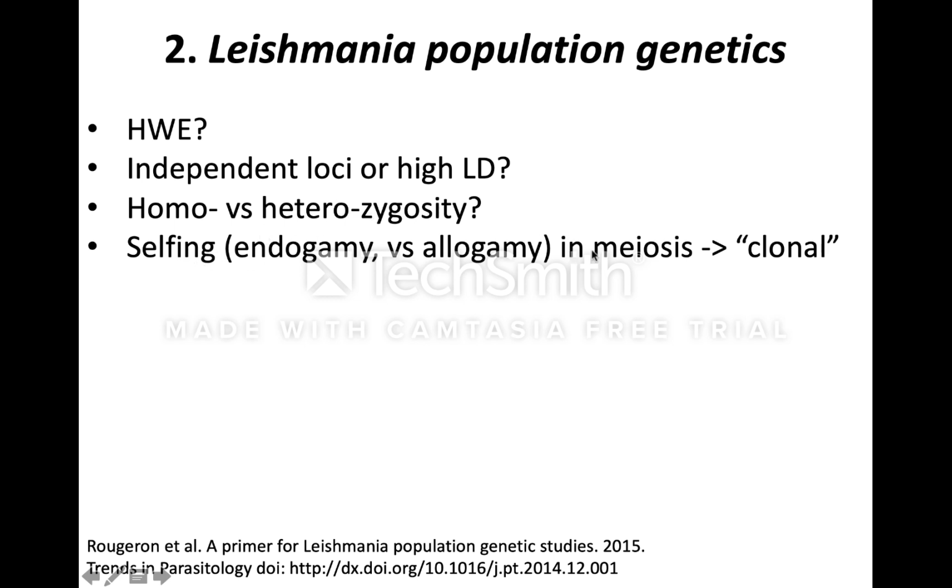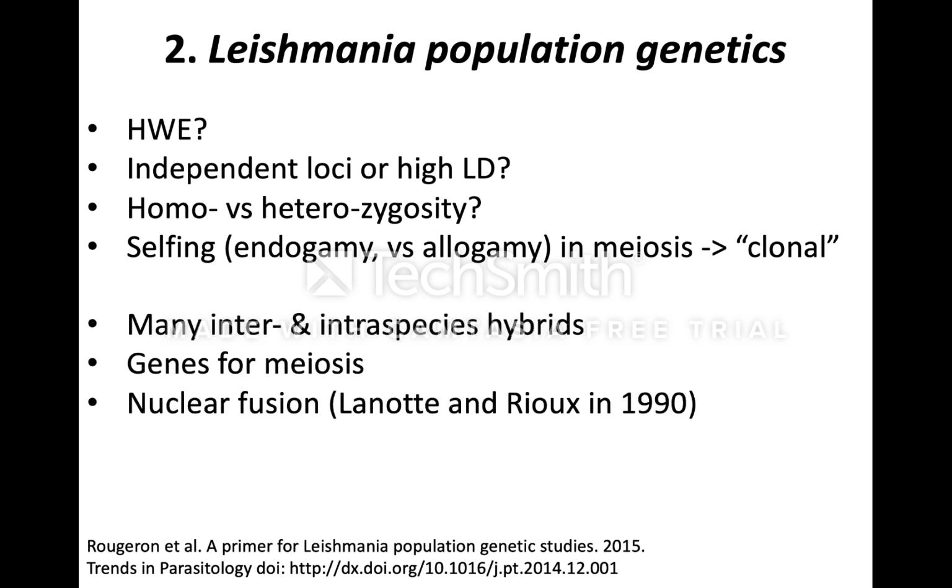So although we know that Leishmania undergo meiotic divisions, often it's not as clear if there's some sort of selfing going on here, or maybe the parents can often be very closely related. This can sometimes give rise to a clonal picture because if the parents are identical, we can't necessarily identify recombination signals for that particular progeny. However, we do know that there are many inter- and intra-species hybrids in Leishmania that have genes for meiosis in their genomes, and since 1990 we know that they undergo nuclear fusion, as shown by Lanotte and Rioux.